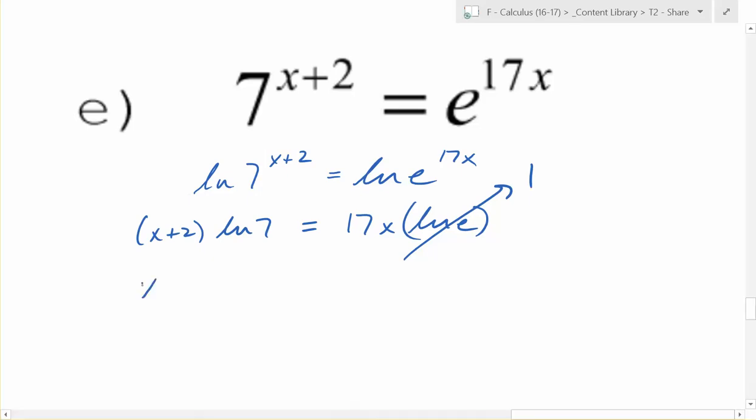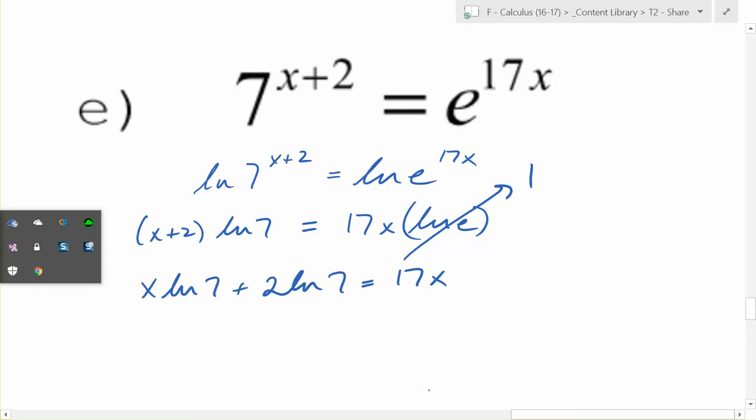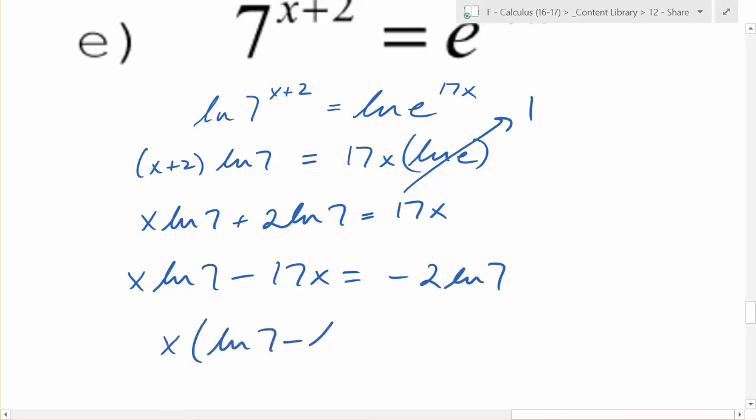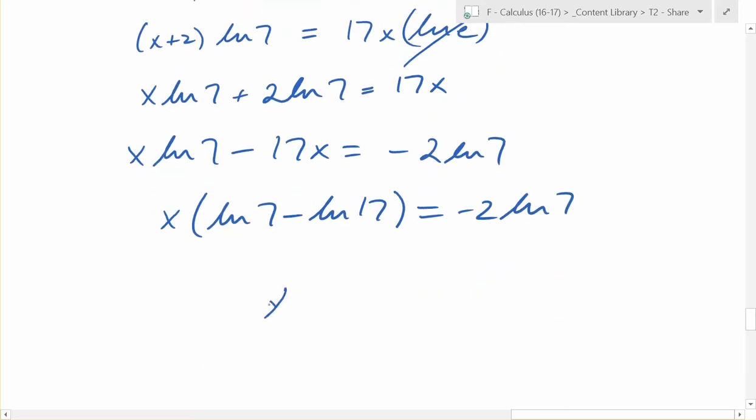So what do you end up with now? x ln 7 plus 2 ln 7 equals what? 17x. Finish it for me. So if you're isolating x, what should you put on one side? Everything with an x in it. Right, exactly. So x ln 7 minus 17x is equal to negative 2 ln 7. What do you factor out? Yeah, x times (ln 7 minus 17) equals negative 2 ln 7. And then what do you get? x is equal to what? Negative 2 ln 7 over ln 7 minus ln 17.